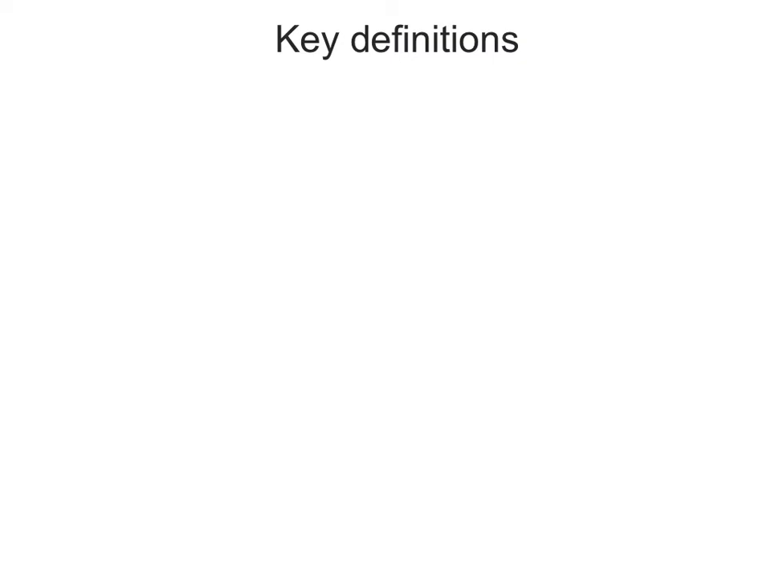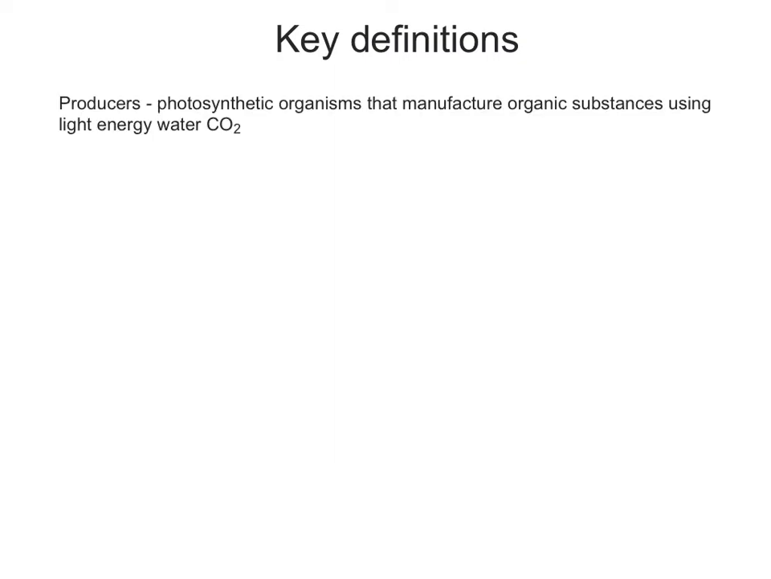Now, unfortunately, to understand this topic, obviously there's quite a few key words that we need to make sure we are familiar with. Quite a few of them I am sure you'll be more than happy with from your work at both Key Stage 3 and Key Stage 4. Okay, so first of all, obviously we've got our producers, should be more than happy with that one. So that's all the organisms which are able to photosynthesize, i.e. they can make organic substances, which we know from the previous slide is what the biomass is, and they do that using the light energy from the sun, water and carbon dioxide.